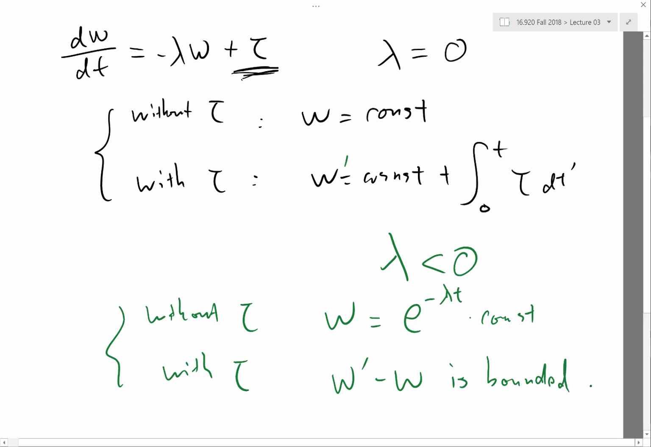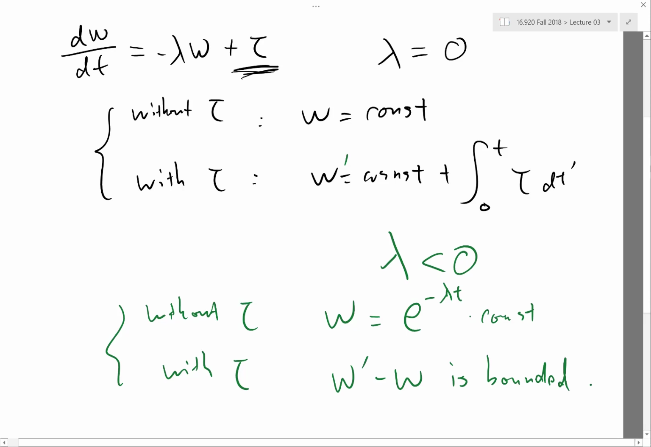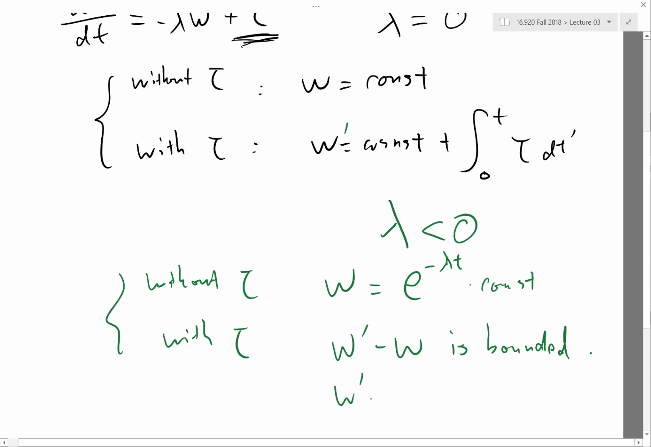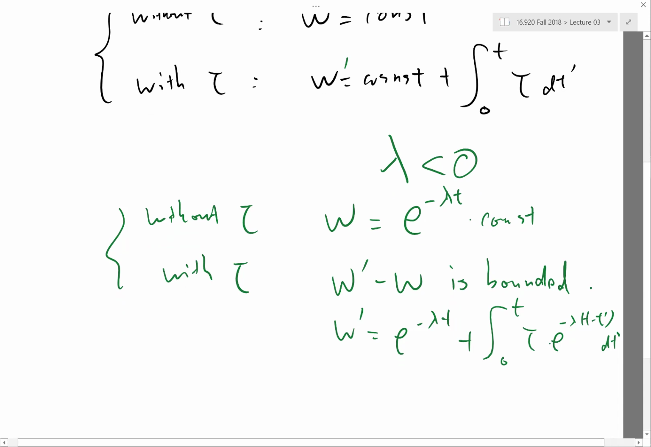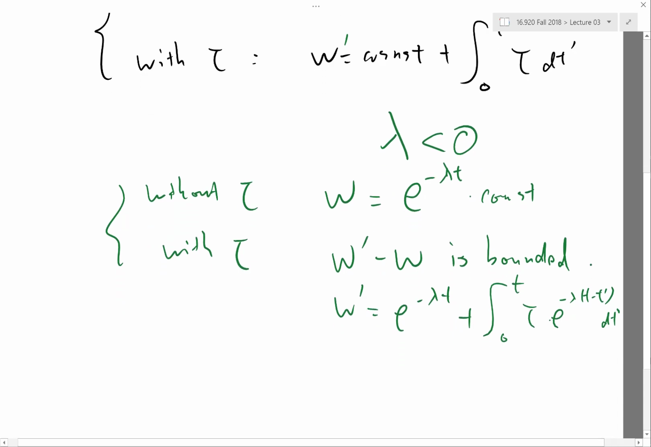There is actually an analytical form of this. So w prime is equal to this plus the integral from 0 to t of tau times exponential of minus lambda (t minus t prime) dt prime. The math is complicated, but the intuition is that it stays bounded. Previous error gets decayed.